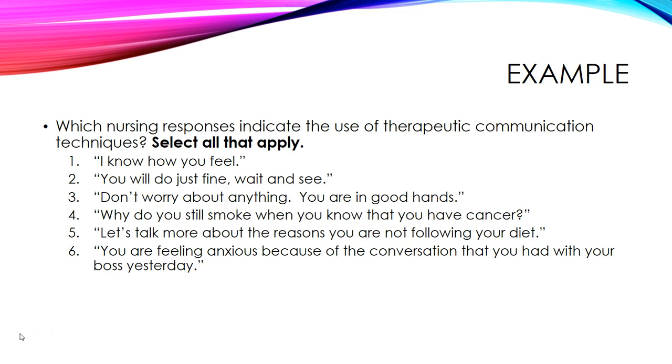That shows empathy. We don't use empathy. We use sympathy. Number two, you will do just fine. Wait and see. Number three, don't worry about anything. You are in good hands. Number four, why do you still smoke when you know that you have cancer? Number five, let's talk more about the reasons you are not following your diet. Number six, you are feeling anxious because of the conversation that you had with your boss yesterday.